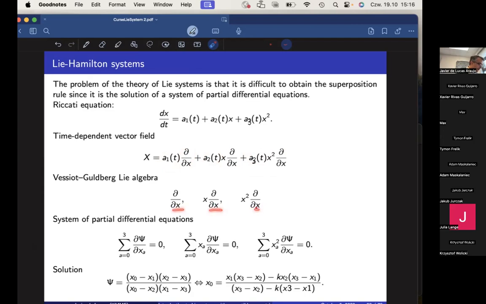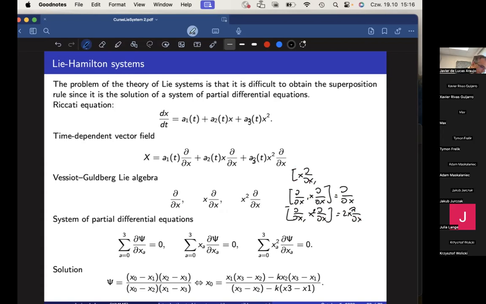And if you make the commutators of these vector fields, let me recall you that you will obtain that this is just this. So the first with the second gives the first, the first with the third will be twice the second, and the second with the third will be just the third. So as you see, the Lie bracket of two elements of this Lie algebra gives you some element of this Lie algebra with constant coefficients. So it's a Lie algebra.